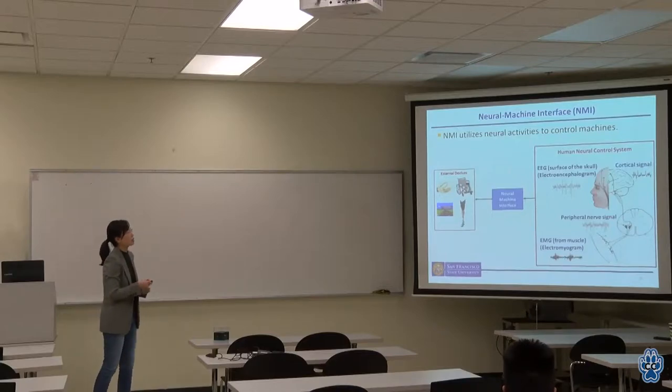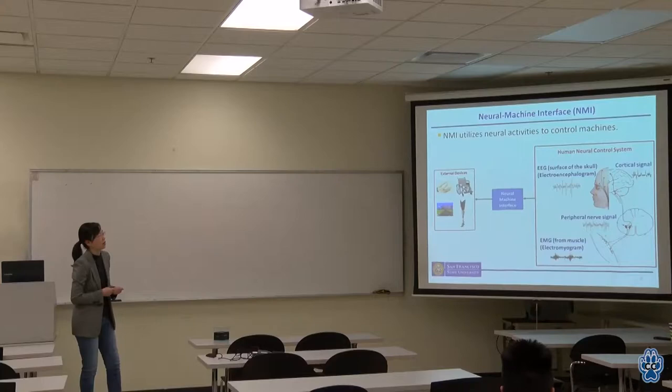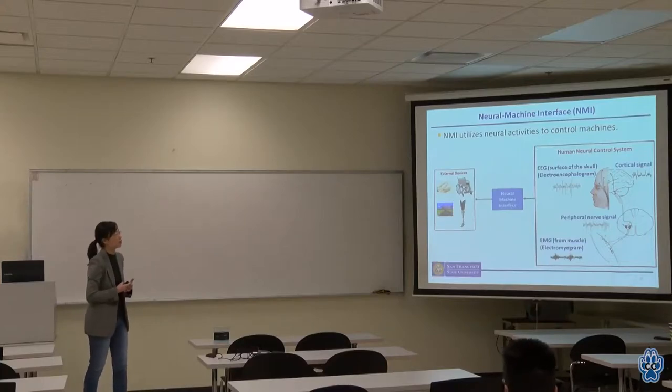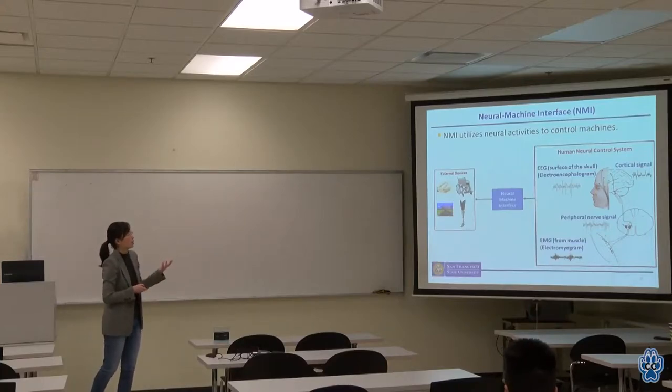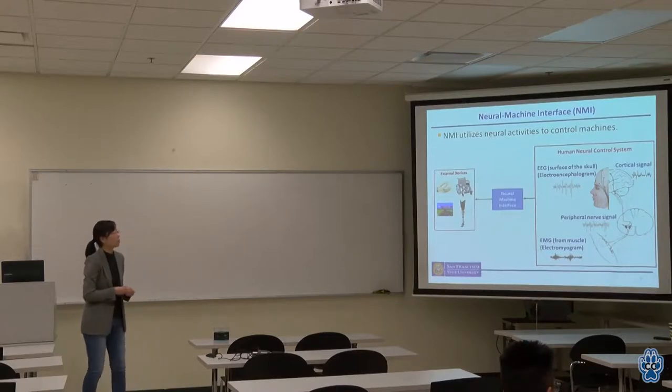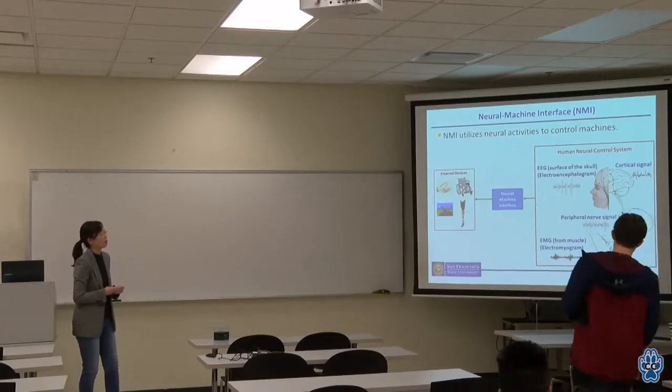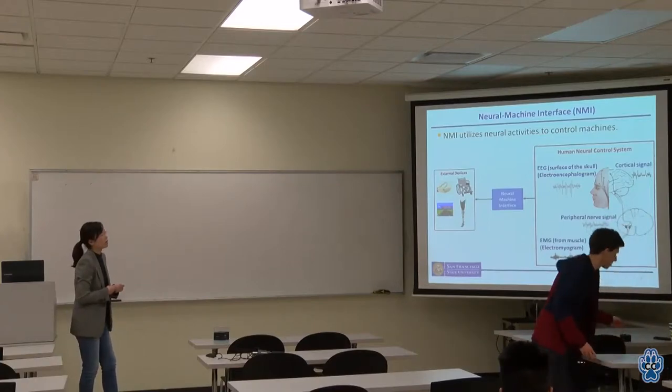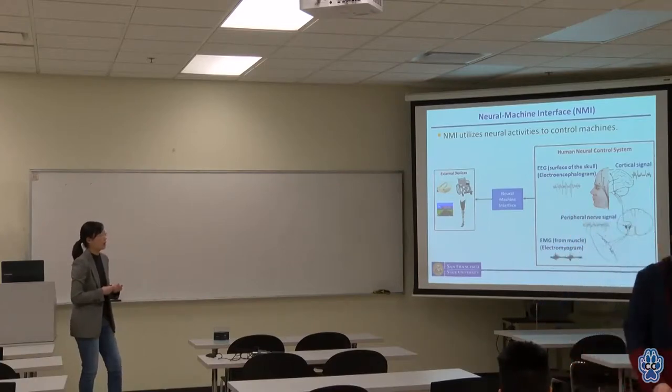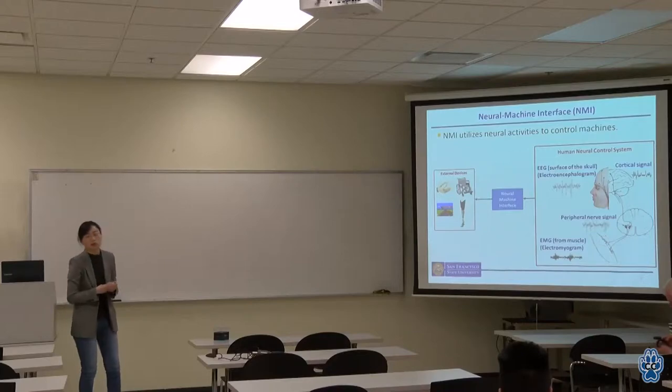This slide shows a few types of neural signals that can be collected from the human neural control system. These include neural signals collected from the cortex of the brain, peripheral nerves and neurons, and also muscles. All these signals contain very important information that can represent human states, such as emotion, intention, and motion.